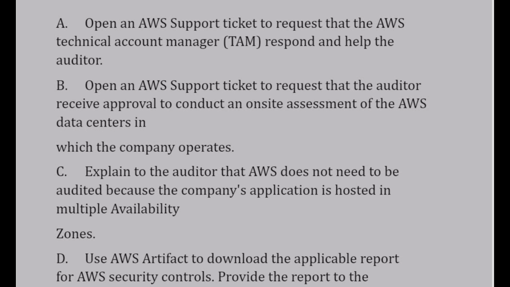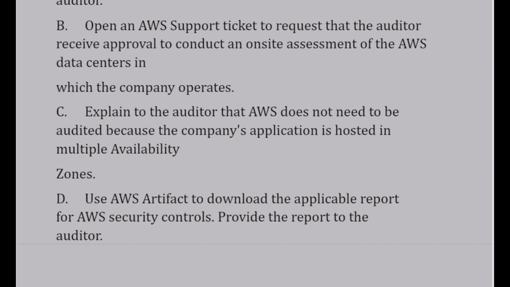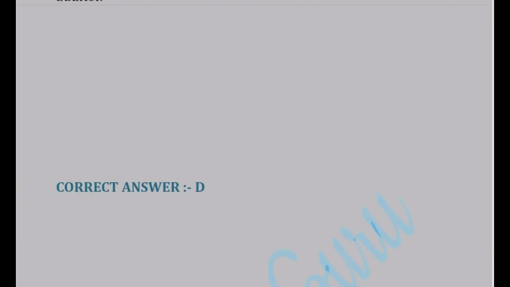Option C, explain to the auditor that AWS does not need to be audited because the company's application is hosted in multiple availability zones. Option D, use AWS Artifact to download the applicable report for AWS security controls. Provide the report to the auditor. Correct answer is option D.